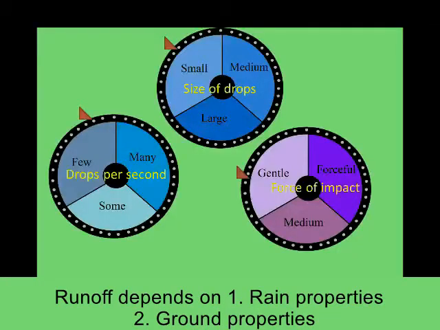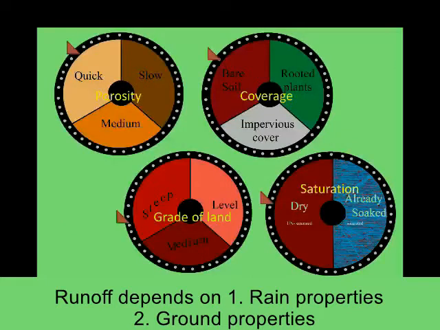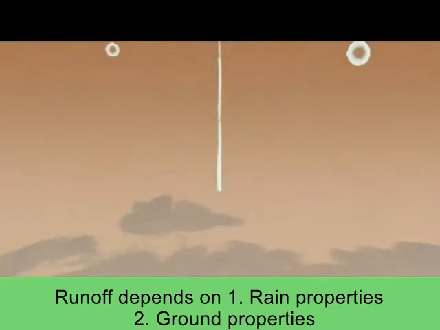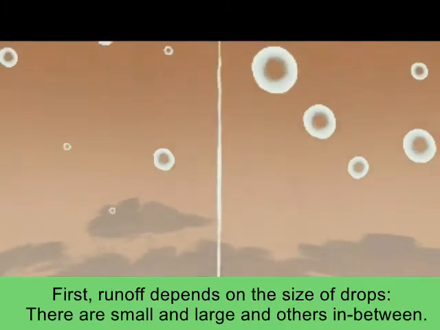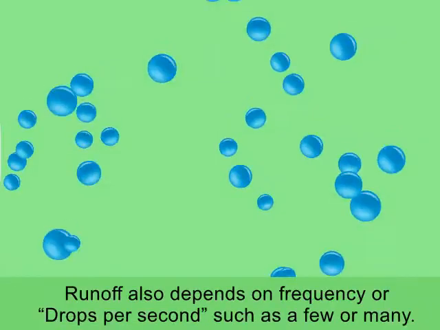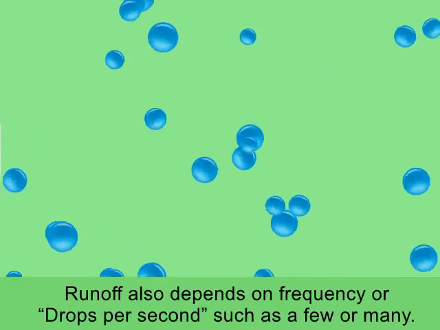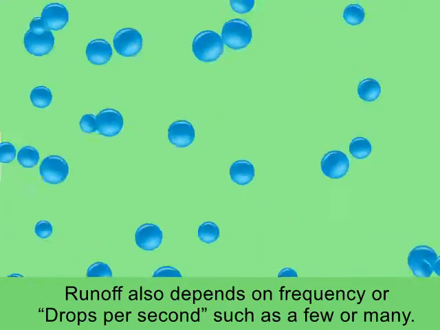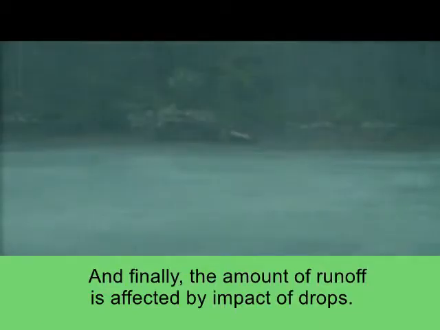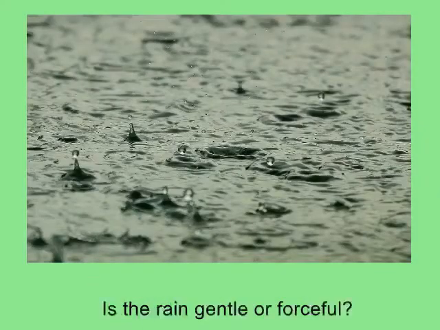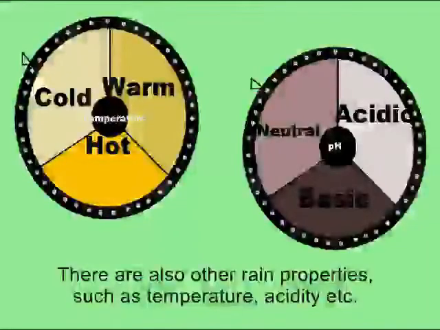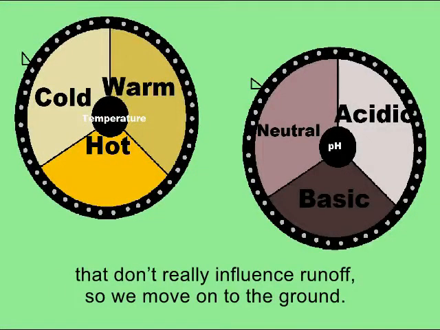Runoff depends on rain properties and ground properties. First, runoff depends on the size of drops. There are small and large, and others in between. Runoff also depends on frequency, or drops per second, such as a few or many. And finally, the amount of runoff is affected by impact of drops. Is the rain gentle or forceful? There are also other rain properties, such as temperature, acidity, etc., that don't really influence runoff, so we move on to the ground.